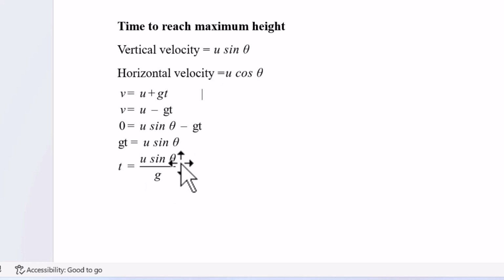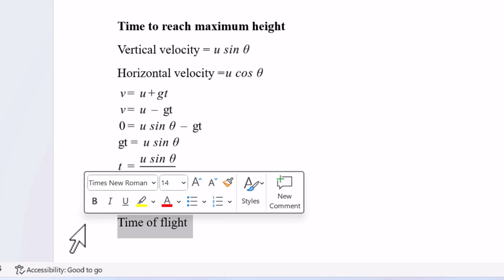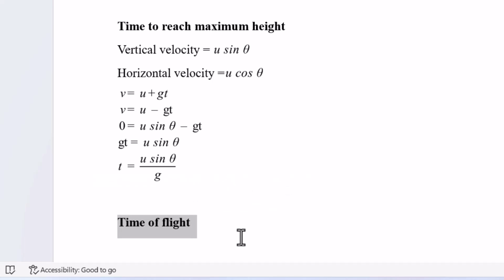So that is that. With this formula, I can prove my other formulas now, which are my range, my time of flight, and the rest. So let's go. Let me first of all get my time of flight. So how do I get time of flight?